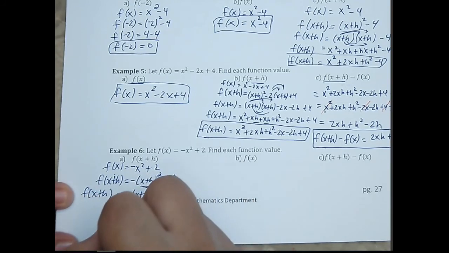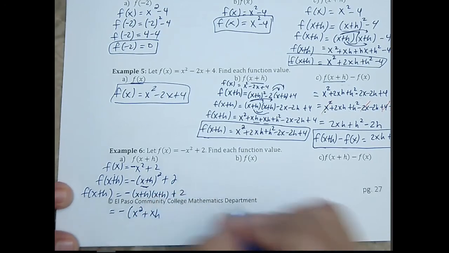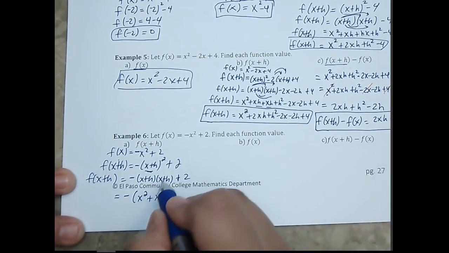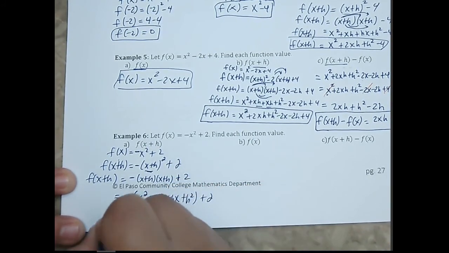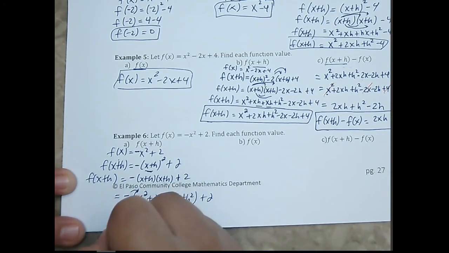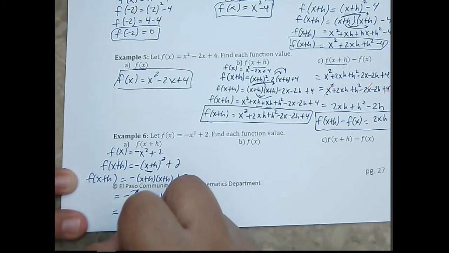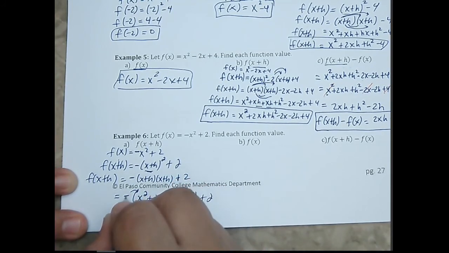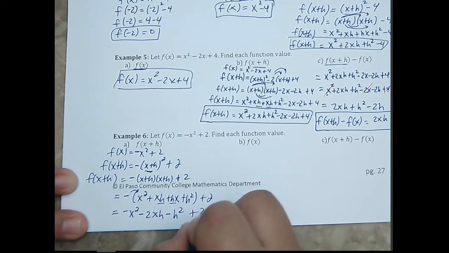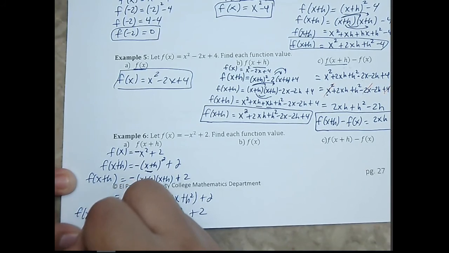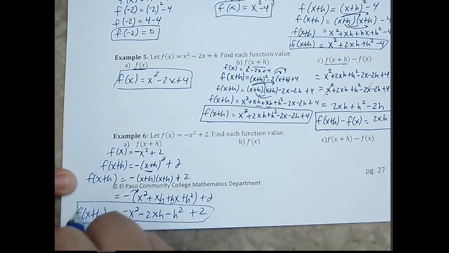x times x is x squared. x times h is xh. h times x is hx plus h squared plus 2. Distribute the negative, so we end up with negative x squared. xh and hx is 2xh. So if I distribute the negative, I'll get negative 2xh minus h squared plus 2. We cannot simplify any further, so this would be my answer.